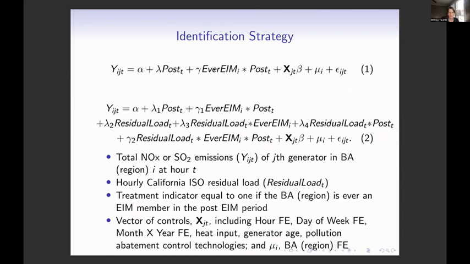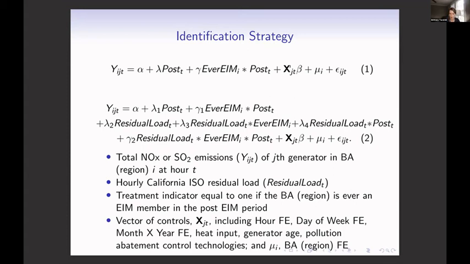So these are my regressions. The first is my difference in differences model, and the second is my triple differences model. And basically what I do is I take total NOx or SO2 emissions in the jth generator in the ith balancing authority at time t. So this is hourly data. And then EIM entrance was at the balancing authority level. So if the balancing authority joins the EIM, this indicator turns to one. So what I'm interested in here is this level shift in NOx emissions for gas generators or NOx or SO2 emissions for coal generators if the generator is in a balancing authority that joins the EIM.